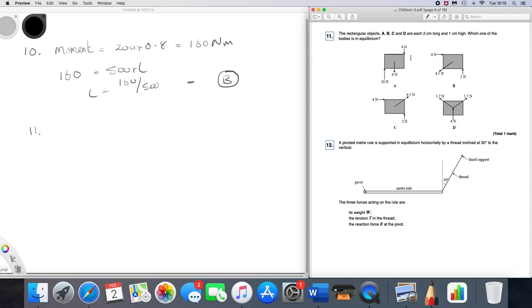And if we look then at our second criterion, that we have to have no moment about any point. Well, if we picked this point, say, there clearly is a moment, because the 10 at 2 centimeters and the 6 at 1 is not going to work. They're not going to cancel. But all of the forces run through this point, so there is no moment about this point. So the answer is B.